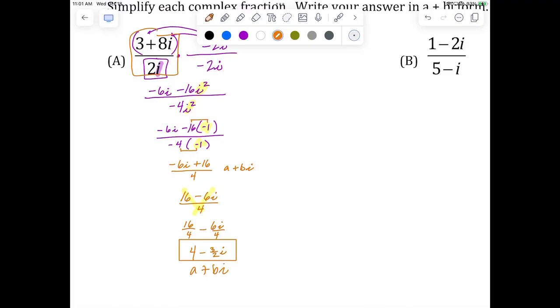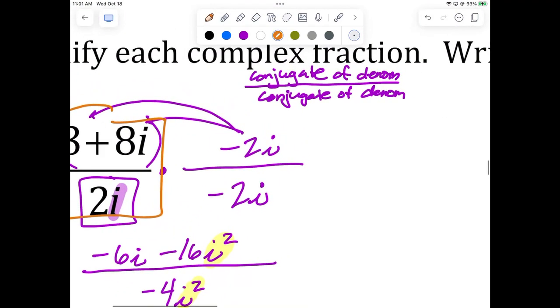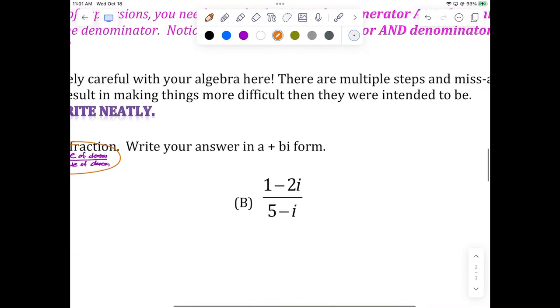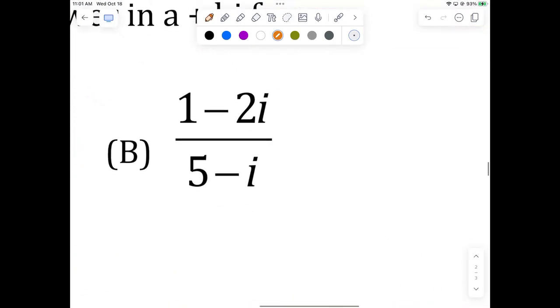Okay? It all started with multiplying by a clever form of 1, which was the what? Conjugate of the denominator over the conjugate of the denominator. You got it? Okay, I hope so, because you're doing b on your own. Go.